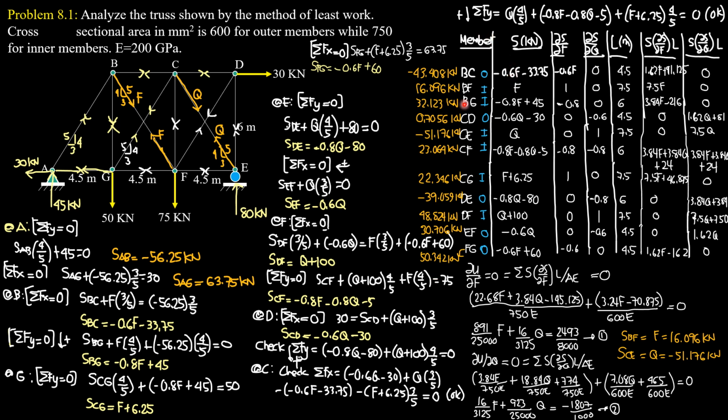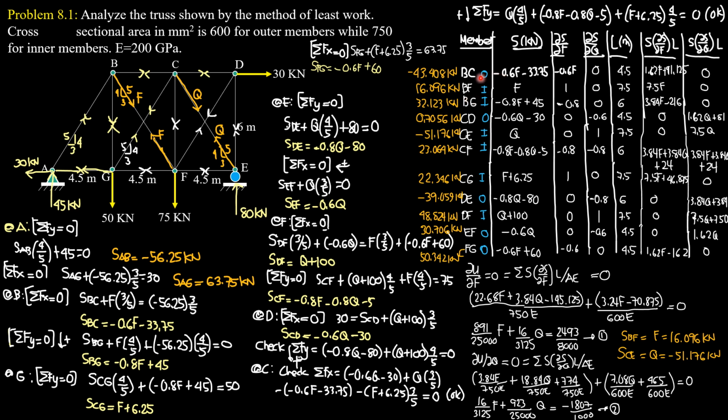So tabulating, these are the members. There are 13 members actually: 1, 2, 3, 4, 5, 6, 7, 8, 9, 10, 11, 12, 13. But since we already finalized the member forces of AB and AG, we just tabulate the remaining 11 members. So these are the 11 members: BC, BF, BG, CD, CE, CF, CG, DE, DF, EF, and FG, arranged in alphabetical order.